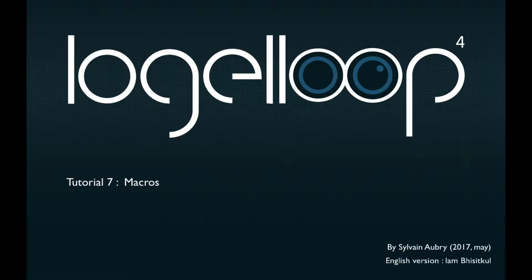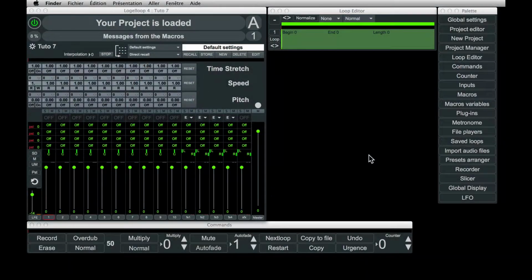Today we're going over macros. First of all, what is a macro? A macro is a small program that can control parameters and plugins within Logelloop. And most importantly, macros happen automatically, triggered by a single click or MIDI message from, say, a MIDI pedal. Logelloop includes a fairly lengthy list of built-in macros, but you can also write your own macros to completely customize your sessions.